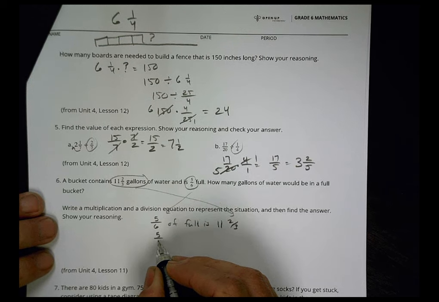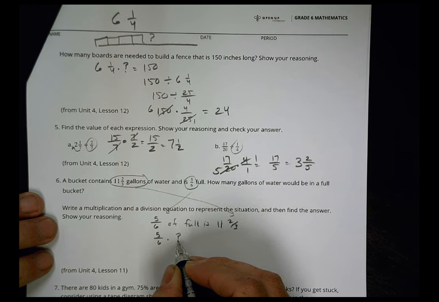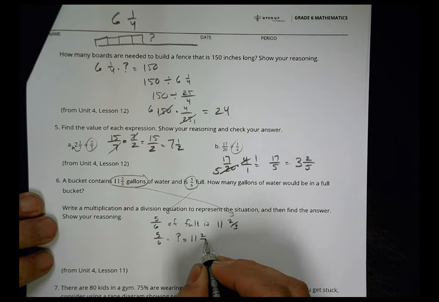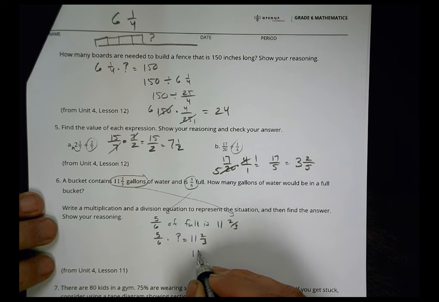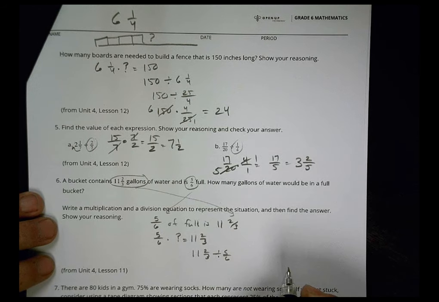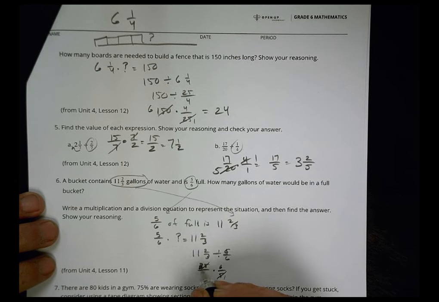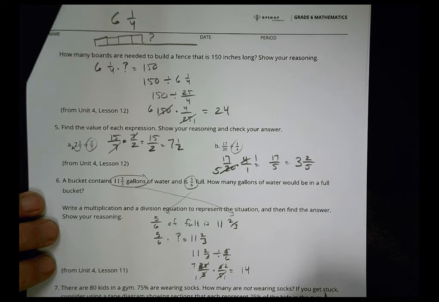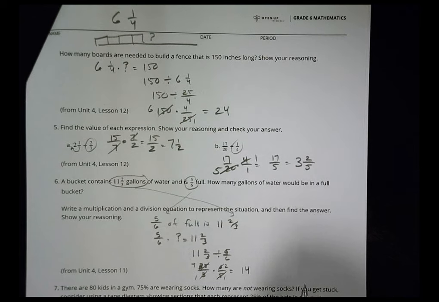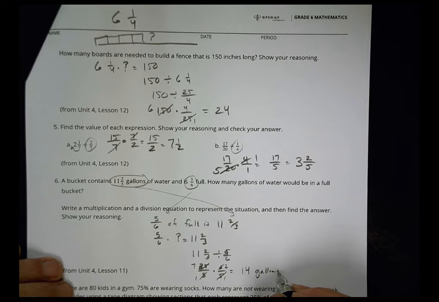So this is like writing a multiplication problem. 5/6 times something I don't know, the full amount, is equal to 11 2/3. So this is a division problem. This becomes 11 2/3 divided by 5/6. So 33 plus 2 is 35. Oops, 35 over 3. Times the reciprocal, 6 over 5. 5 goes into 35 7 times. 3 goes into 6 2 times. So I'm left with simply 14. So the whole bucket can actually hold 14 gallons in all.